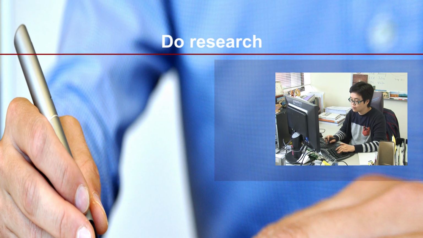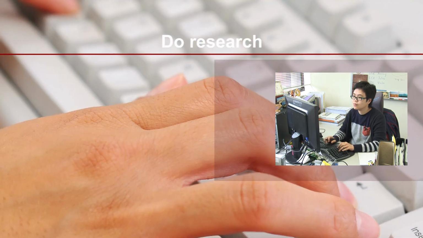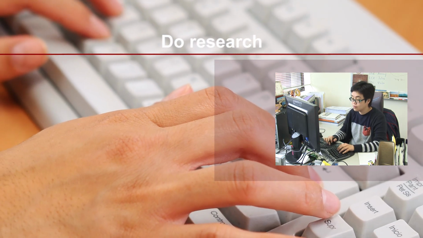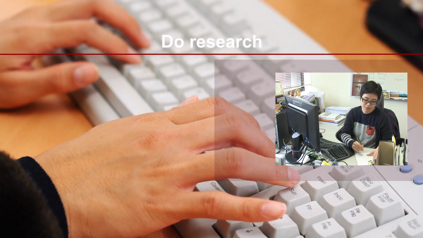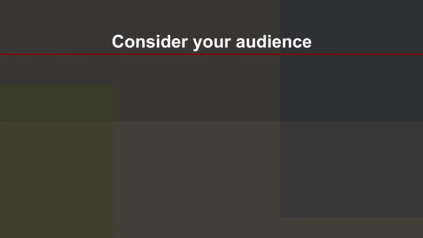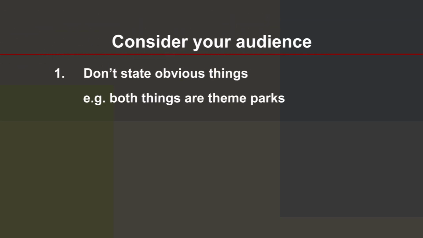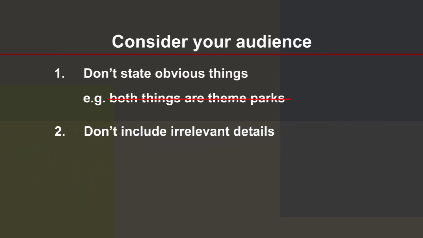It's important to do research. Things change, and you must have the latest, accurate, and verifiable information. It's essential also to consider your audience. Don't state obvious things. Both places are theme parks, but your audience are intelligent people. They know this information. Don't include details that might not be so important.